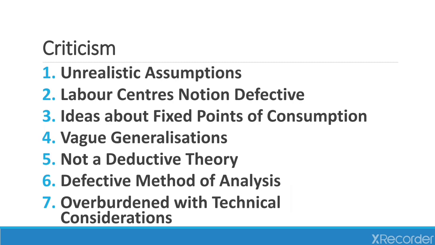Defective method of analysis. Weber has tried to classify material into ubiquitous and fixed material. Again, the division is not decided. According to some economists, he does not know that in actual practice materials are drawn from a large number of alternative fixed points, overburdened with technical consideration.